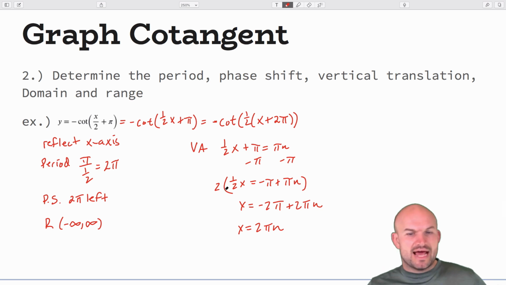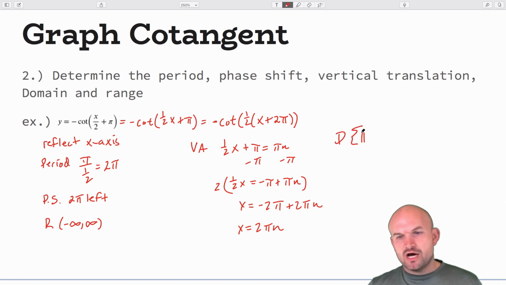Because what happens is when you multiply by 2 to get rid of the 1/2, you get negative 2 pi plus 2 pi n. So you can see that's redundant, so therefore we drop it off there. It doesn't matter when you drop it off, you're still going to get the vertical asymptote x equals 2 pi n. And let's just do the domain. So the domain is going to be all real numbers such that x cannot equal 2 pi n.